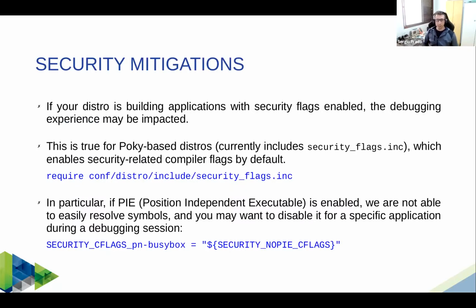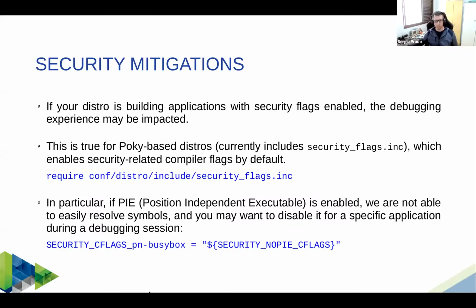The last important thing about building applications that are ready for debugging is security mitigation. As I mentioned, some security mitigations may impact debugging. For example, there is a GCC flag called PIE, P-I-E, that will enable basically address space layout randomization on generated binaries. And then every time you run the application, it will run with different addresses. That's good from the security point of view, but that's not good from the debugging point of view, right? A trade-off here. So you may probably want to disable it if you want to debug a specific application.